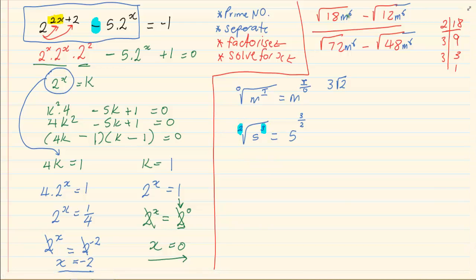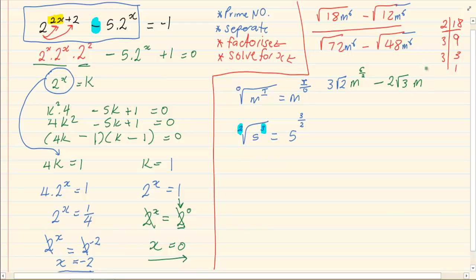Now based on that rule, we would have m to the power of 6 over 2 minus, now the square root of 12 is 2 square root 3, again m inside over outside, so it's m to the power of 6 over 2, all over the square root of 72 is 6 root of 2 m to the power of 6 over 2 minus the square root of 48 is 4 square root 3 m to the power of 6 over 2.